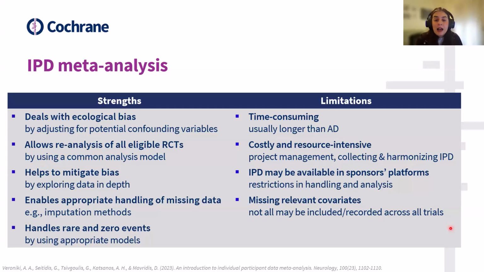And finally, even with IPD, we might have key covariates that may be missing. So even if we have all the information available for every patient, some important variables simply might not have been collected in some trials, or they cannot be shared, and all these might limit the analysis that we would like to do.